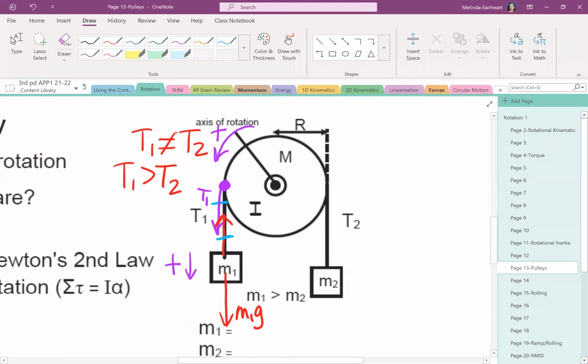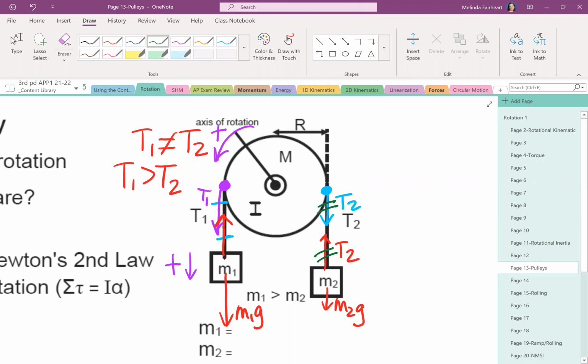Well, on the other side, you still have the same M2G, but now T2 is smaller than T1. So T2 pulls up on M2, and at its last point of contact, or first point of contact here, it's pulling down on the pulley. These two are equal. I'm going to use a double line congruency. And T2 would be trying to rotate it in the opposite direction. All right. We'll finish this one next class.